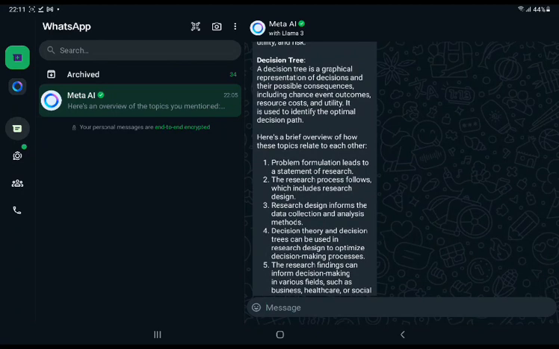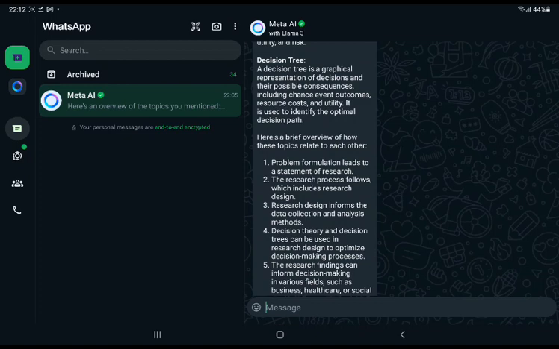Here is a brief overview of how these topics relate to each other. Problem formulation leads to a statement of research. The research process follows, which includes research design. Research design informs the data collection and analysis methods.